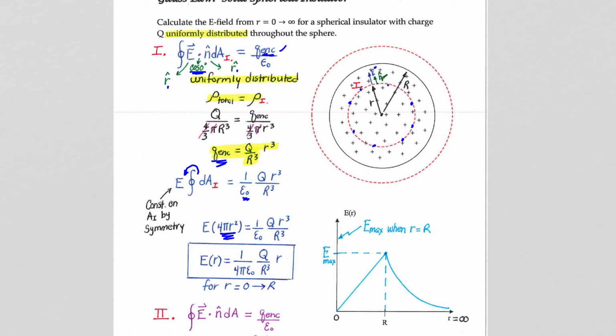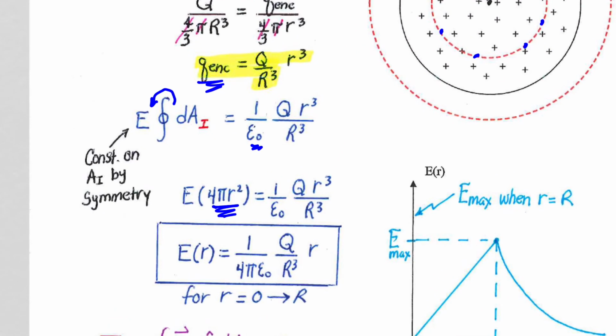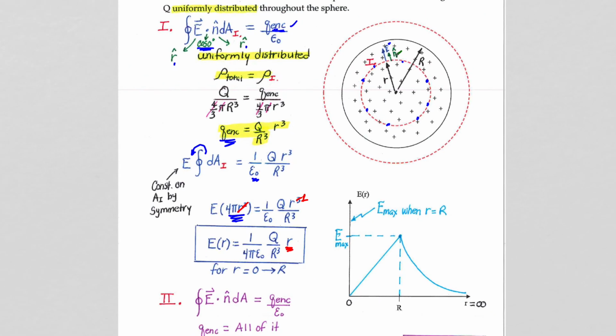We get an interesting result here, however, because mathematically we have an r squared on the left and an r cubed on the right, so we lose the r squared totally, and our r cubed goes to an r. So we have a linear electric field increase as we go from the center of this ball out to the surface. That's why we show this as linear. E max is when little r equals capital R. And we are done from 0 to R.